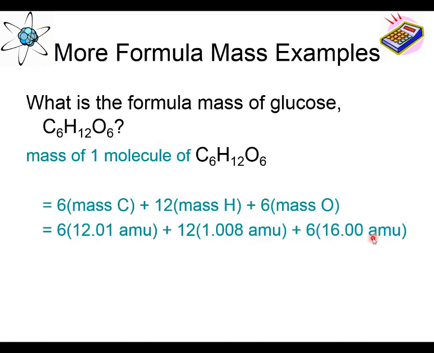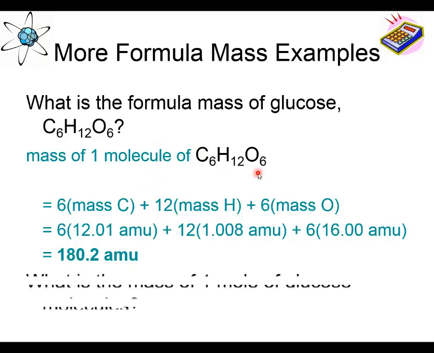So I'm doing this the way we did before, I just didn't set up the same table. If you want to set up the table method, that's just fine. That's a great technique. Now if I add up all the atomic mass units times the number of atoms of each type in the formula, I get 180.2 atomic mass units. Now since I'm dealing with atomic mass units, remember that we're looking at 1 molecule. So 1 molecule of glucose is 180.2 atomic mass units.